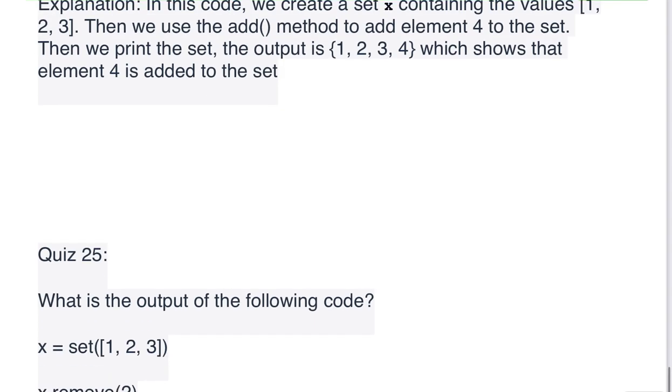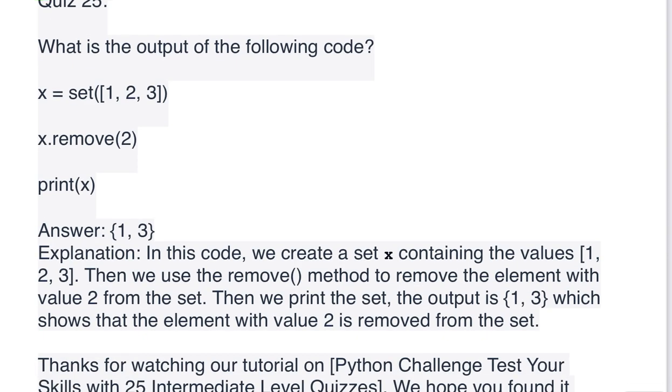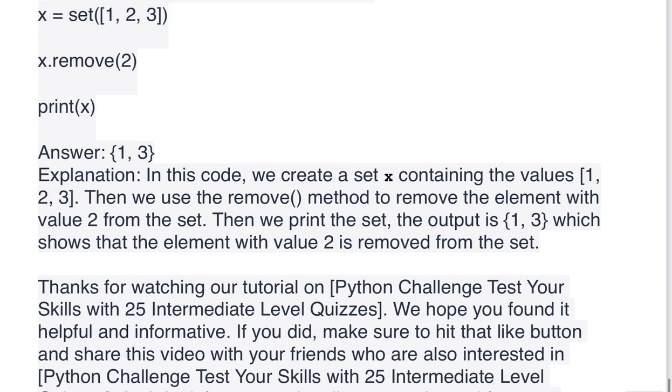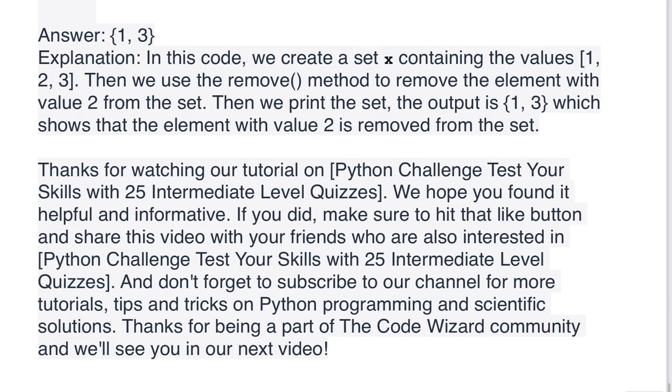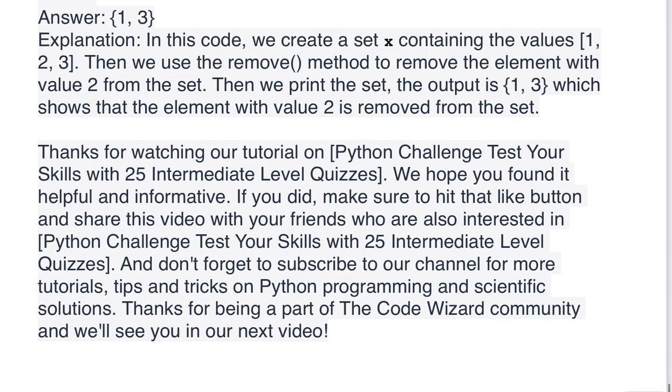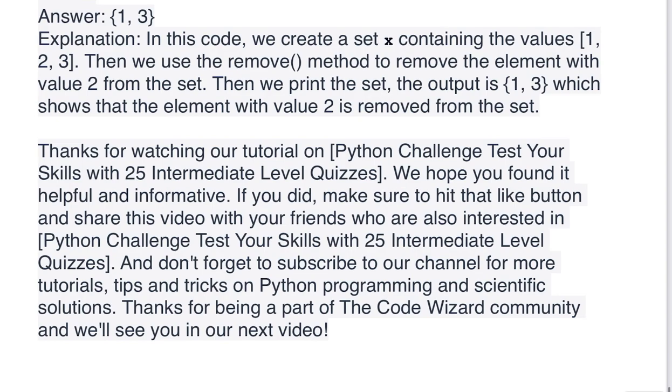Quiz 25. What is the output of the following code? x = {1, 2, 3}, x.remove(2), print(x). Answer: {1, 3}. Explanation: In this code, we create a set x containing the values 1, 2, 3. Then we use the remove method to remove the element with value 2 from the set. Then we print the set. The output is 1, 3, which shows that the element with value 2 is removed from the set.